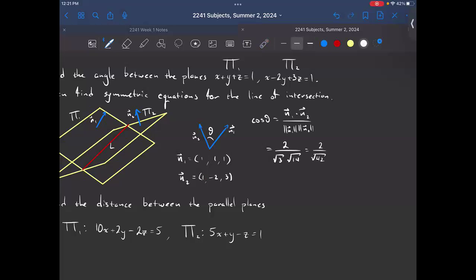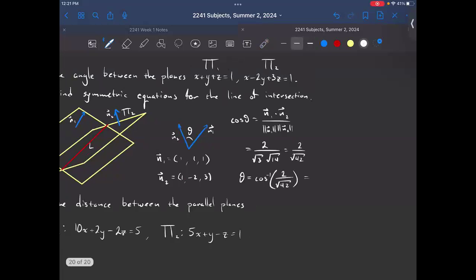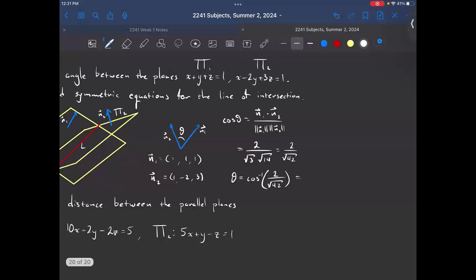All right. And if we want our angle now, we can take the inverse cosine. You're welcome to use your calculator for that. And you get something along the lines of 72 degrees, hopefully. All right. So there is the angle between the two planes.